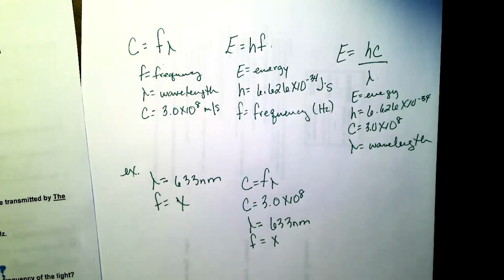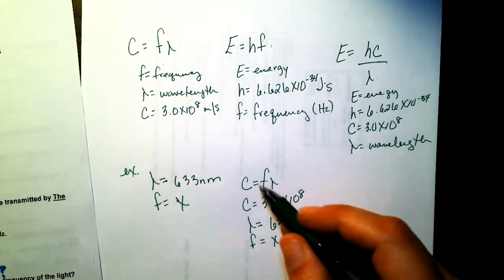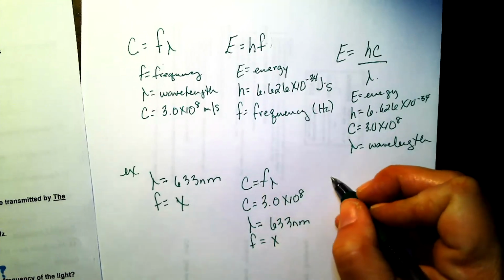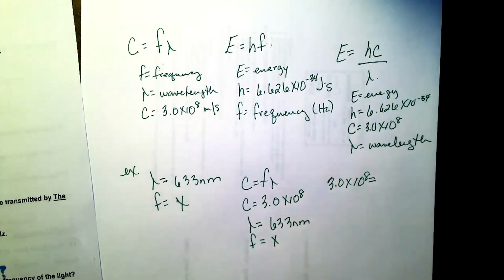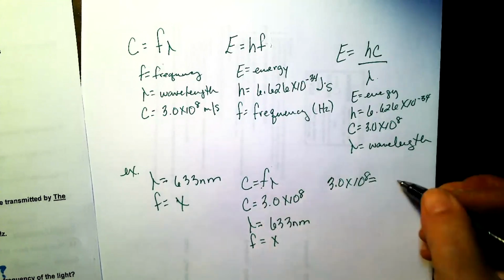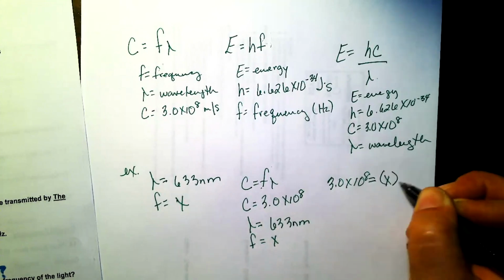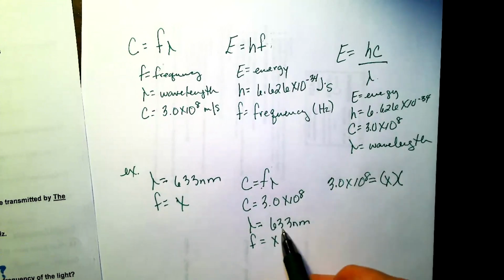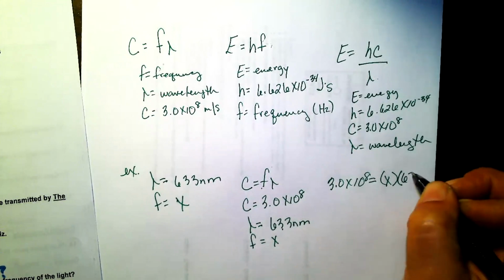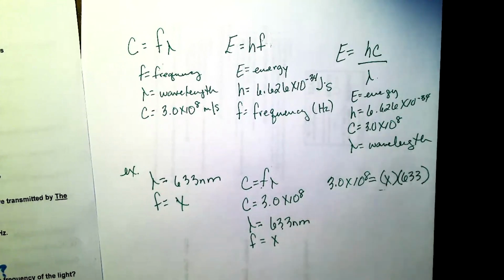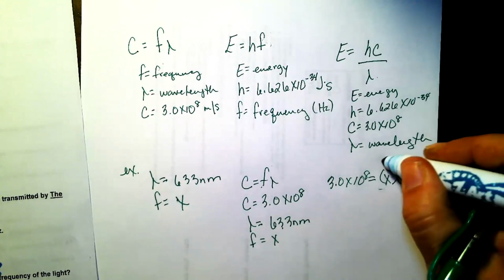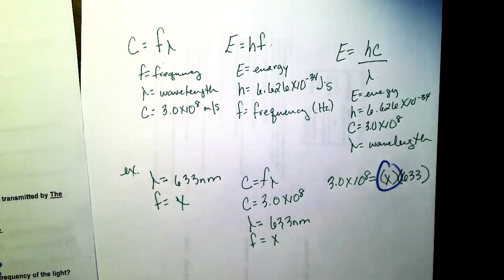So in taking our numbers and plugging it into our formula, we have 3.0 times 10 to the 8th is equal to frequency, which is X, times wavelength, 633. And we need to get X by itself. This needs to be isolated.